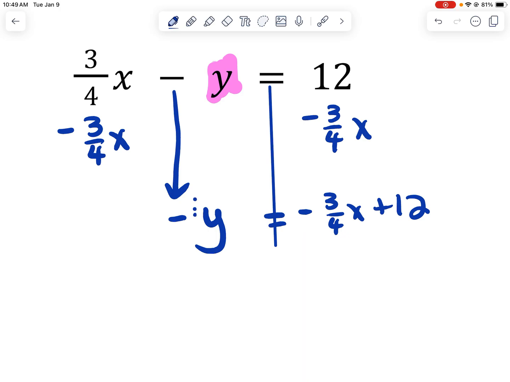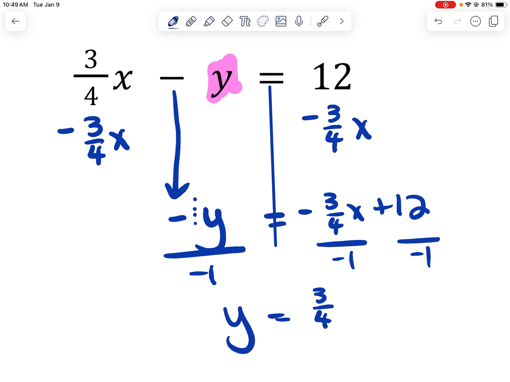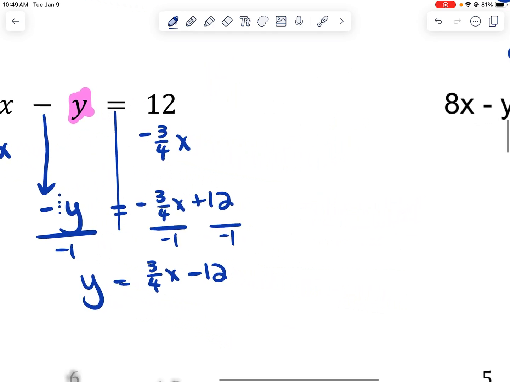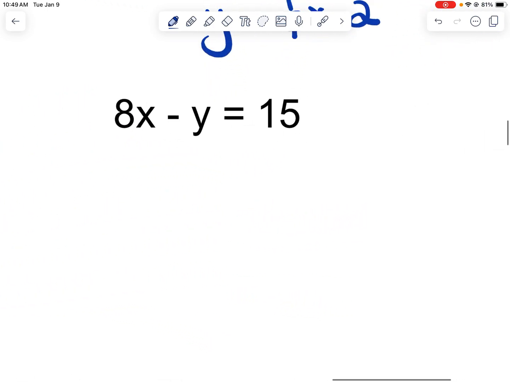There's an invisible negative 1 here. I'm going to divide everything by negative 1. Y equals, and all we're really doing is changing the signs, because a positive divided by a negative is a negative, and a negative divided by a negative is a positive. So all we did was change signs. So let's do the same thing over here.